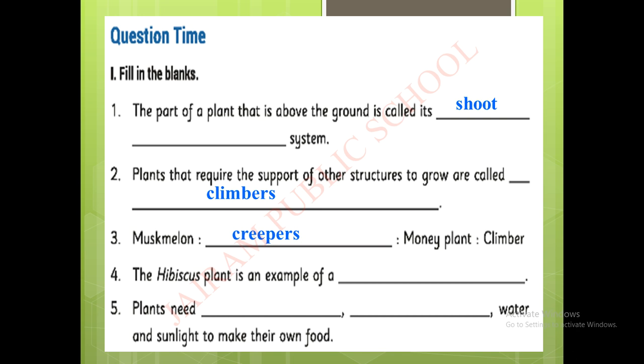Next, fourth question. The hibiscus plant is an example of shrubs. Of course, because hibiscus plants have a thick woody stem and look bushy. So these are called shrubs. Next question. Plants need air, soil, water, and sunlight to make their own food. So these are the answers. Children, you can write in your book.